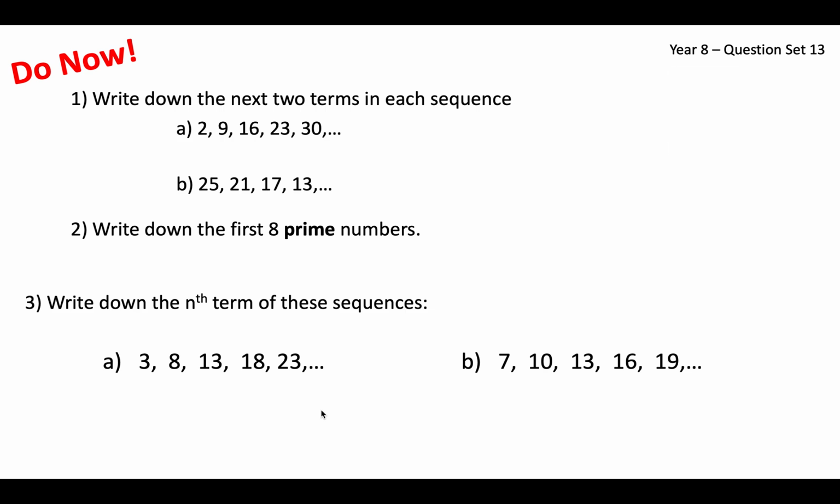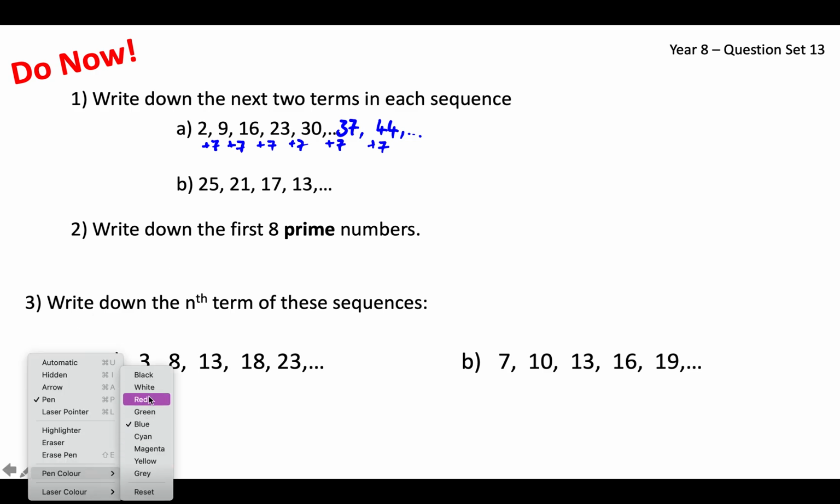Cool. Right, so 5 minutes are up. Write down the next two terms in each sequence. Well, what's happening on here? We're adding 7 every time. So we're going to add 7 again to get the next number, which is 37, and then add 7 again to get 44. And we keep adding 7 to get the next ones.